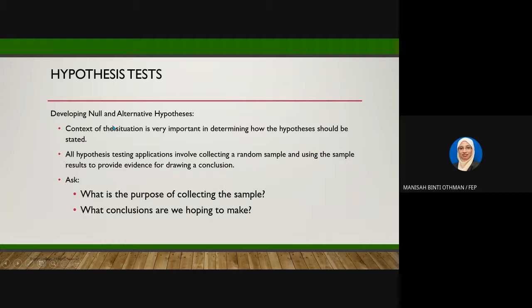Okay, so before you develop the null or alternative hypothesis, you have to understand the context of the situation. You have to understand the context before you start developing the null hypothesis. As previously, you collect data based on a random sample, or whatever method you use for sampling, and then based on that sample result, we make a conclusion.